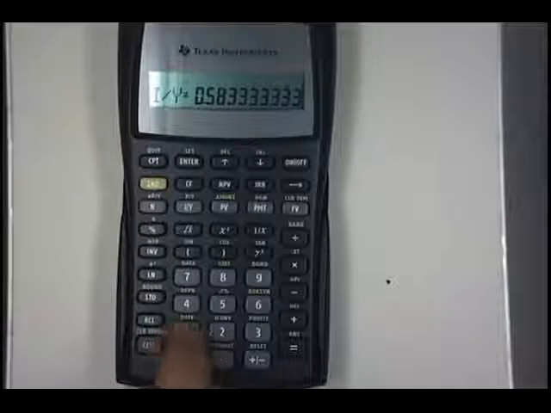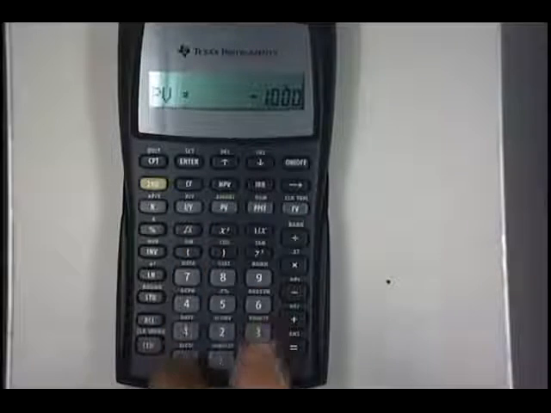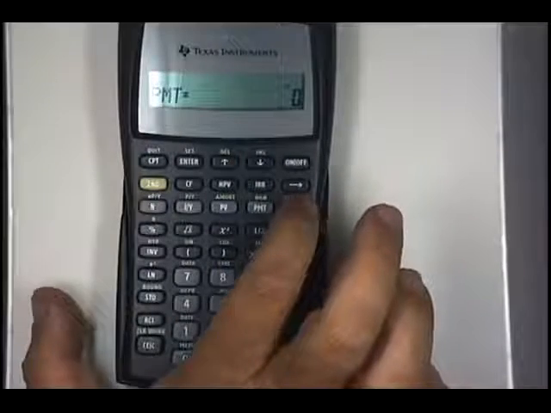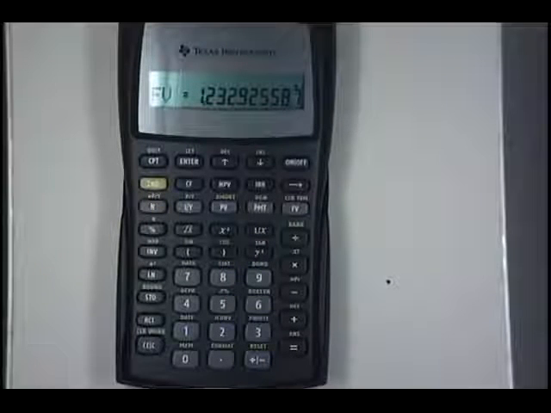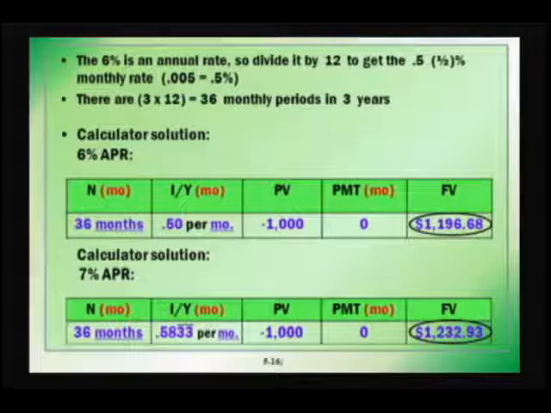My present value is 1,000 negative. I still have a 0 payment. If I compute my future value, $1,232.93. There's the numbers we entered. 1%, you can see, added about $36 over the 36 months.